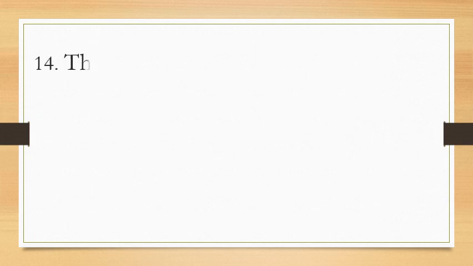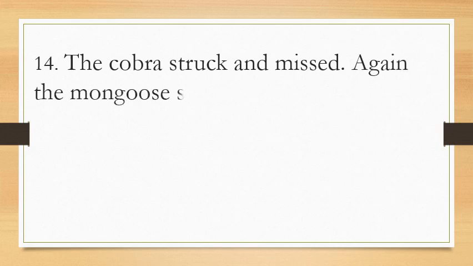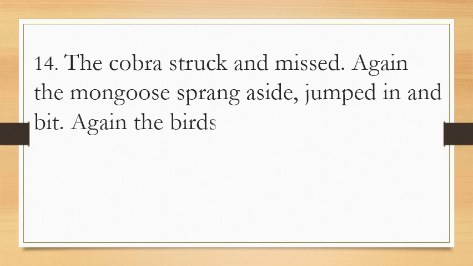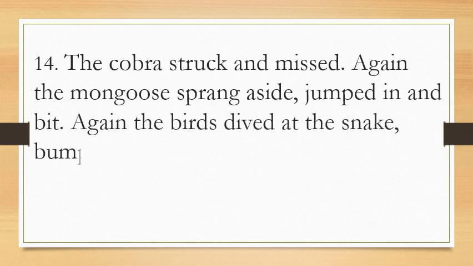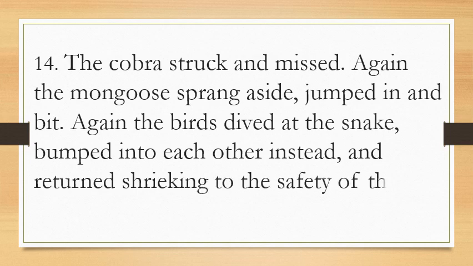Now let us move to next paragraph. The cobra struck and missed. Again the mongoose sprang aside, jumped in and bit. Again the birds dived at the snake, bumped into each other instead and returned shrieking to the safety of the cactus. Means the cobra attacked but missed it. The mongoose again jumped aside. The birds again tried to attack the cobra but collided with each other. So they came back to the cactus crying.